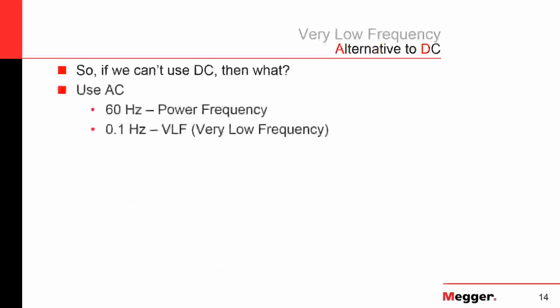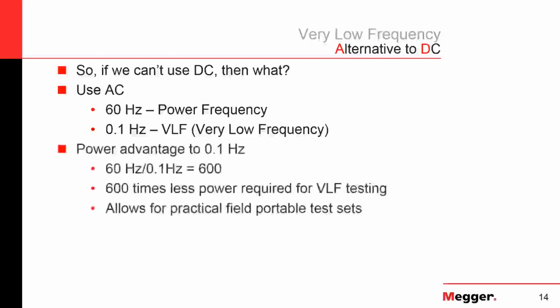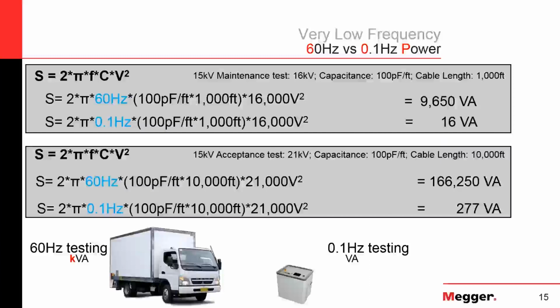So if we can't use DC testing, then what do we use? Well, obviously it's AC. We have a choice here. We can use 60 hertz power frequency, or we can use 0.1 hertz VLF. In an ideal world, I would choose 60 hertz power frequency. However, it turns out that VLF has a huge power advantage over power frequency. Actually, VLF requires 600 times less power to charge up the cable, and this allows for practical field portable test sets.